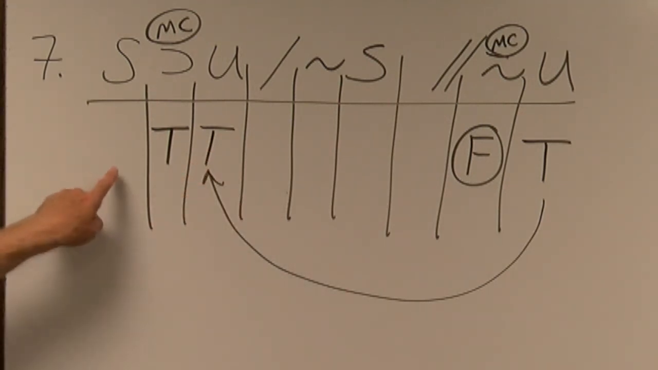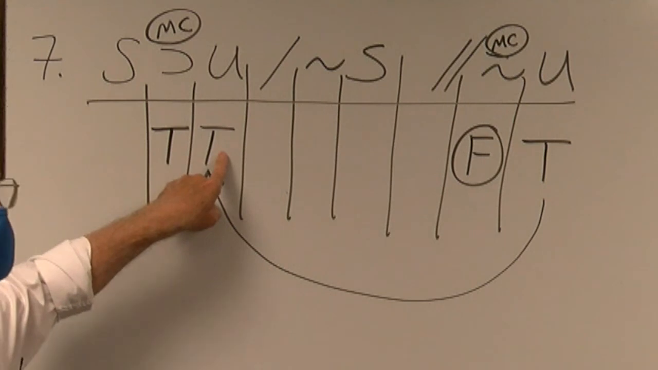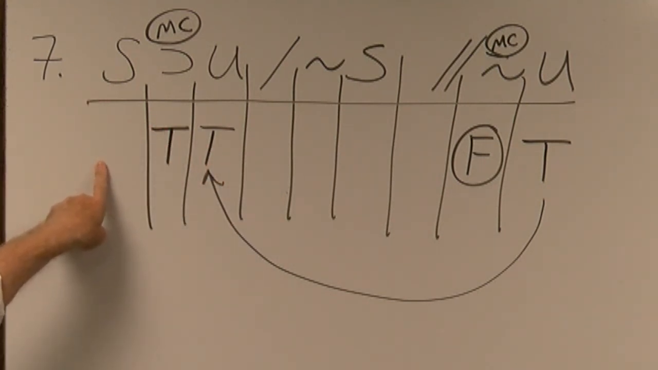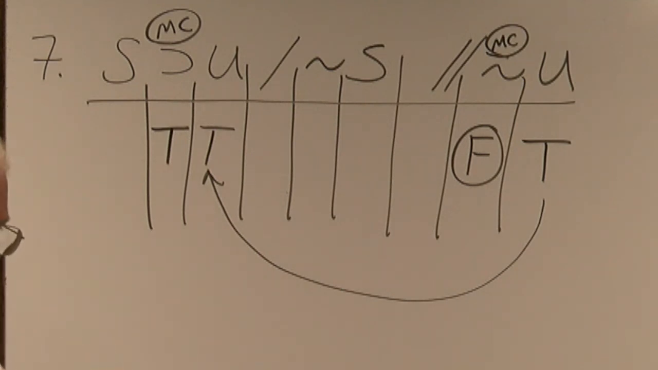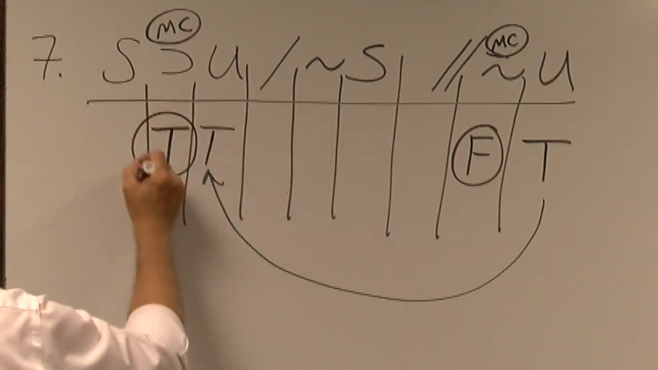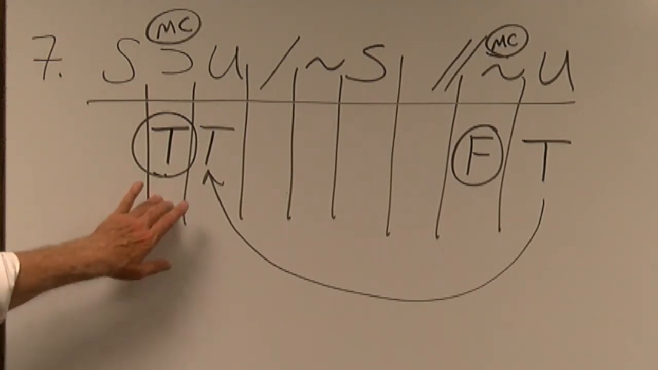Okay, now does that force anything with the S? If the horseshoe is true and the consequent is true, the S could be true or it could be false. It doesn't force anything, so we'll leave it blank. What that does though, it means that just with our assignment of U being true, this statement is true. So we've made this premise true.